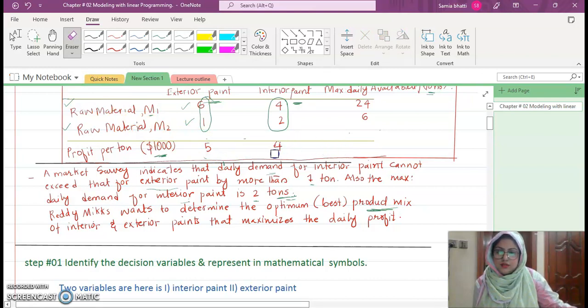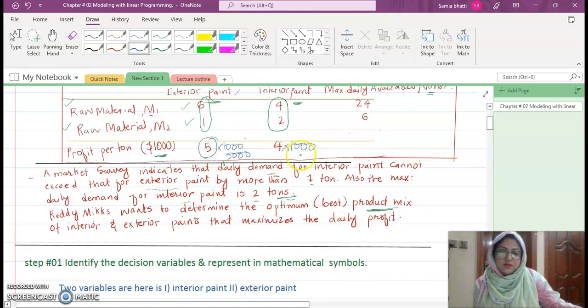So you see that the profit per ton is represented as 1,000 dollars per ton, right? And they have told us that the profit they are generating from exterior paint is 5, which is multiplied by 1,000 per ton, so it becomes 5,000. So the daily maximum profit that they are earning from making the exterior paint is 5,000.